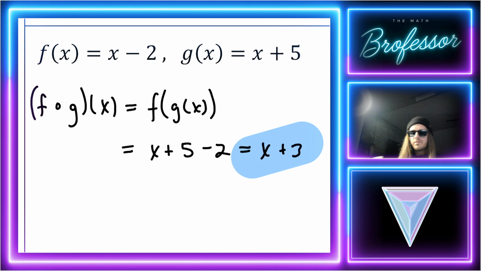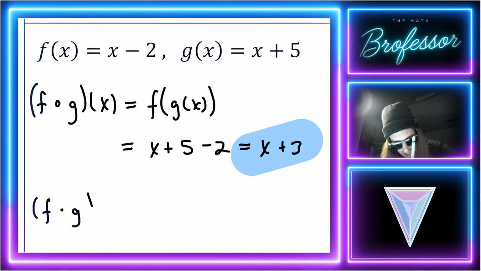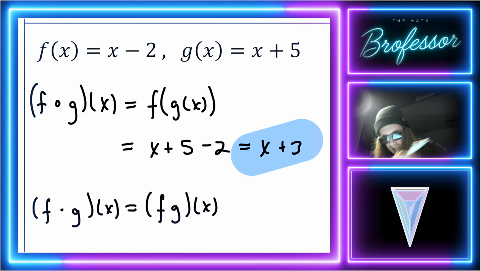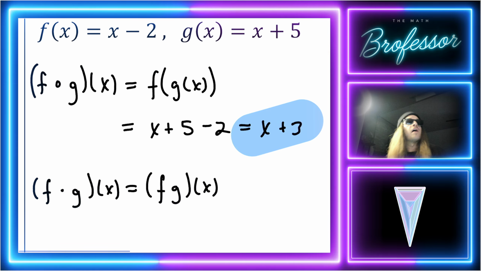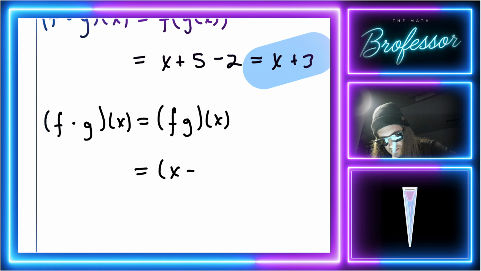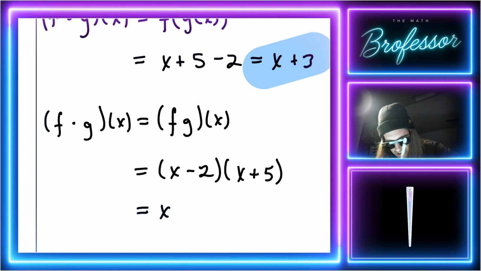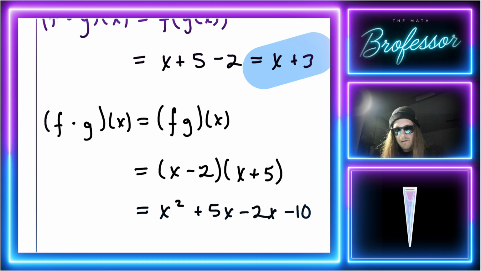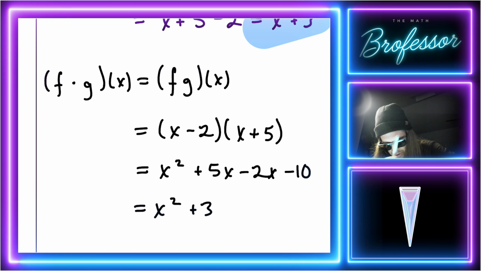But what if we were doing f times g instead? So this means fg of x. And this time that means we are going to multiply these: x minus 2 times x plus 5. You would need to FOIL this for x squared plus 5x minus 2x minus 10. Combine like terms, and you get x squared plus 3x minus 10.